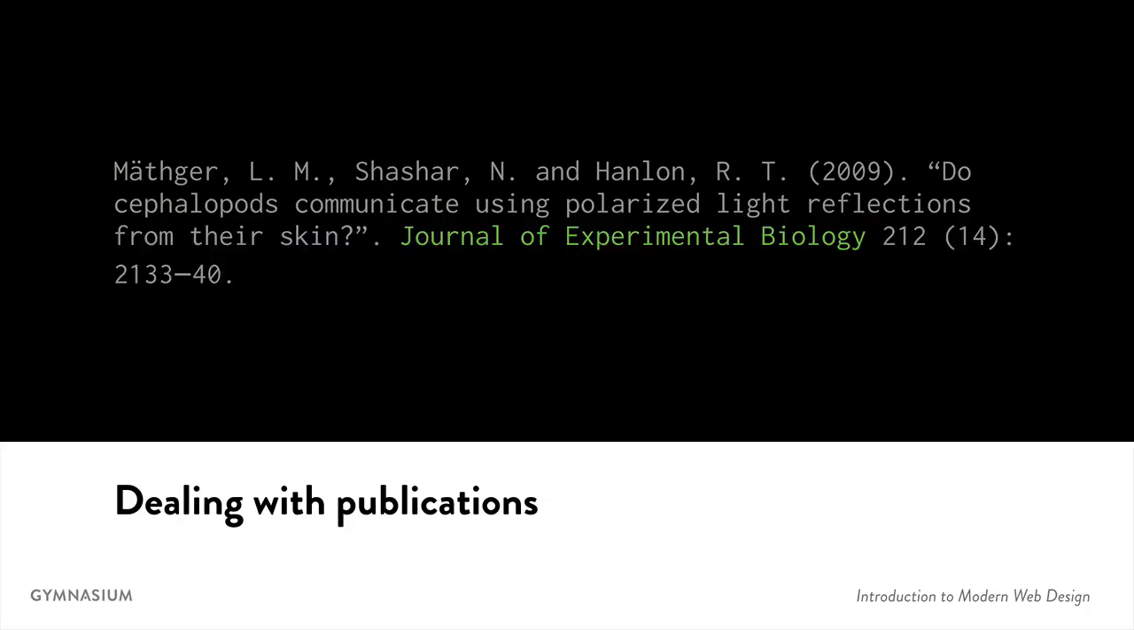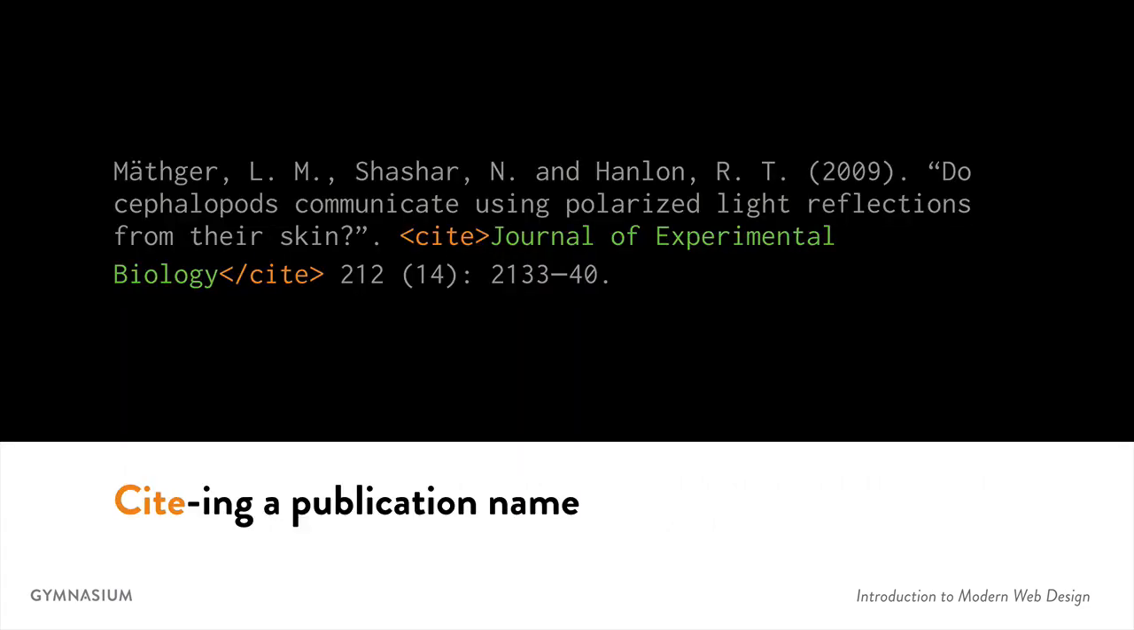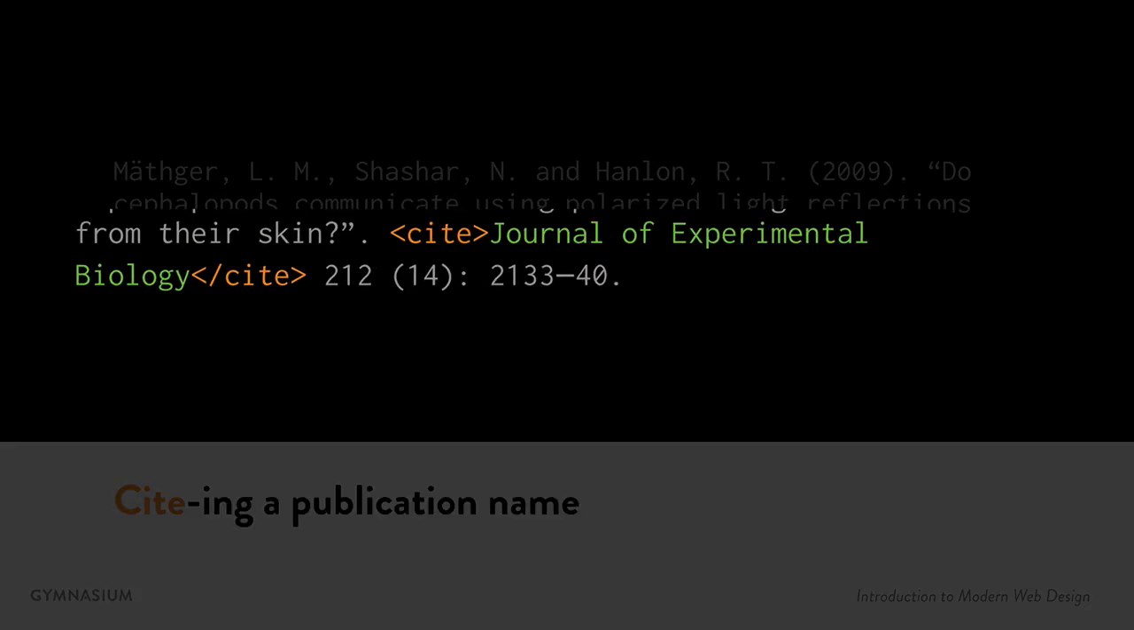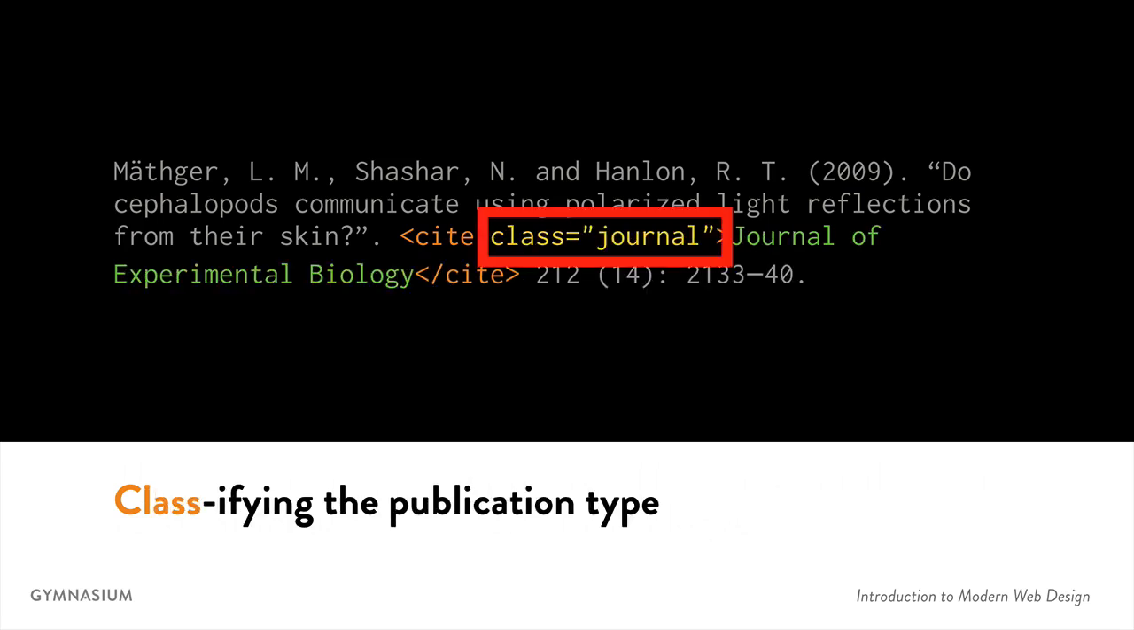Let's say we are dealing with a reference to a particular publication, such as the Journal of Experimental Biology, as you see here. HTML has an element for referencing publication names, titles of films, and the like. And that's the cite element. We can wrap the cite element around the Journal of Experimental Biology, and then we have indicated that this is a citation. We could take it a step further and perhaps classify this particular citation as being a journal name. Or you could say a magazine, or if it's a book title or a movie title, maybe you give it a classification based on that, in case you want to style each one differently.